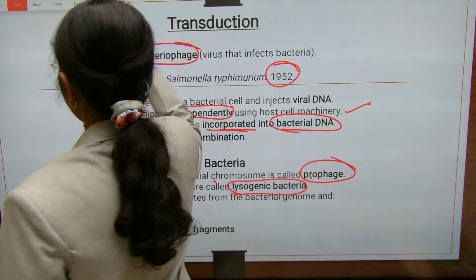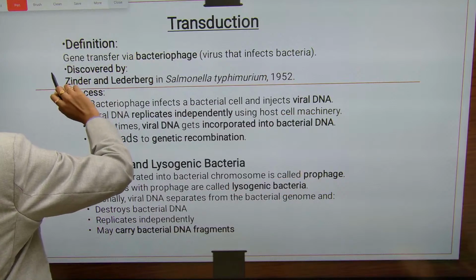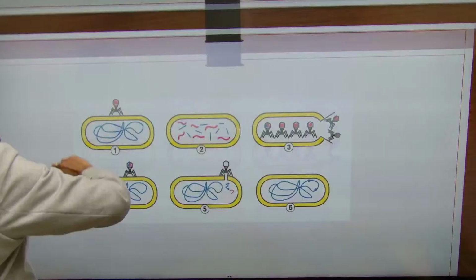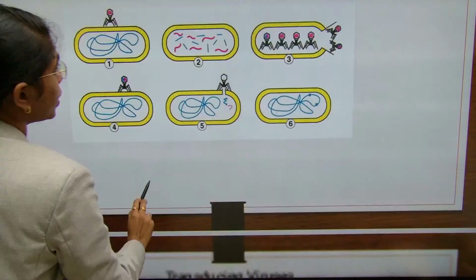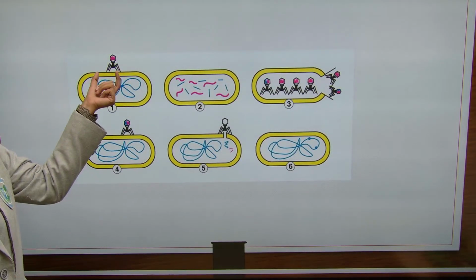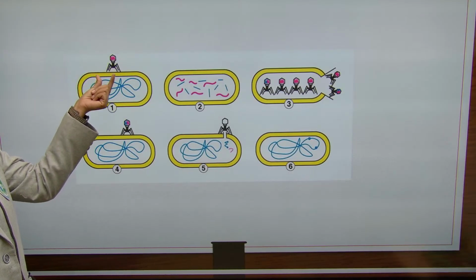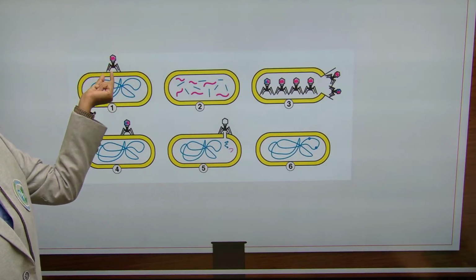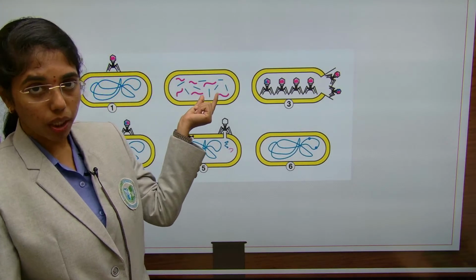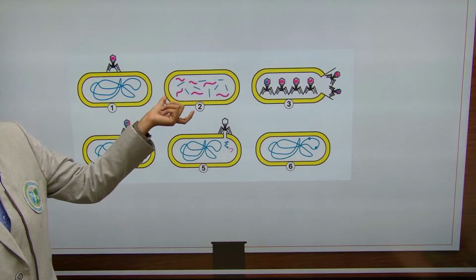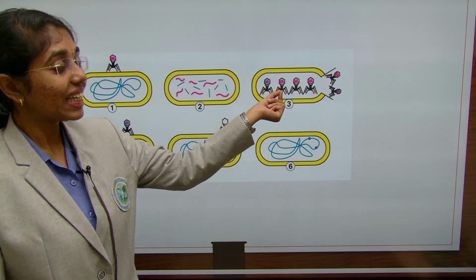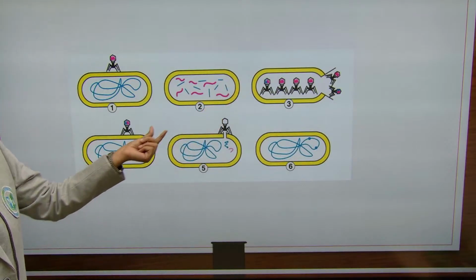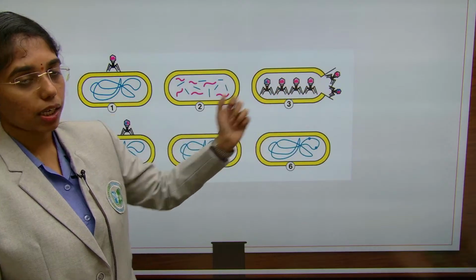Now, here you can see it clearly. First, the virus, that is the bacteriophage, is infecting the bacteria. Then it is dumping the genetic material. Viral DNA is dumped into the bacteria. Then what happens? This gets integrated with the bacterial chromosome where prophages are formed, and later that will be released out as the lysogenic cycle.